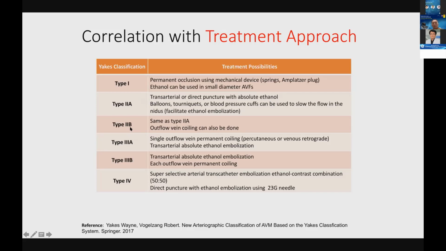And type 2B is the same as type 2A. Type 3A, single outflow vein, permanent coiling. Professor Sangyup already had an example of this case, same as the CHODO classification. And type 3B, transarterial absolute ethanol embolization. And type 4, superselective transarterial embolization with an ethanol contrast combination. Direct puncture is needed for this situation in the Yates classification.